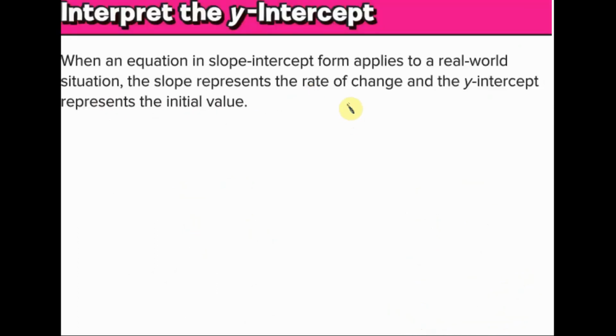When an equation in slope-intercept form applies to a real-world situation, the slope represents the rate of change and the y-intercept represents the initial value. Later, I also refer to it as the starting point. So this is very important that you might want to write it down. The y-intercept is a starting point. Slope is a rate of change.